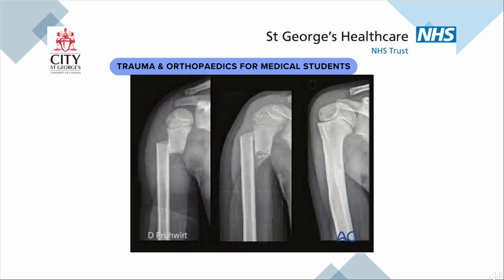So moving on to other types of fractures now. Unlike the elbow, the proximal humerus can tolerate a lot of shortening, angulation and translation. As you can see from this picture, this proximal humeral fracture has completely remodeled.